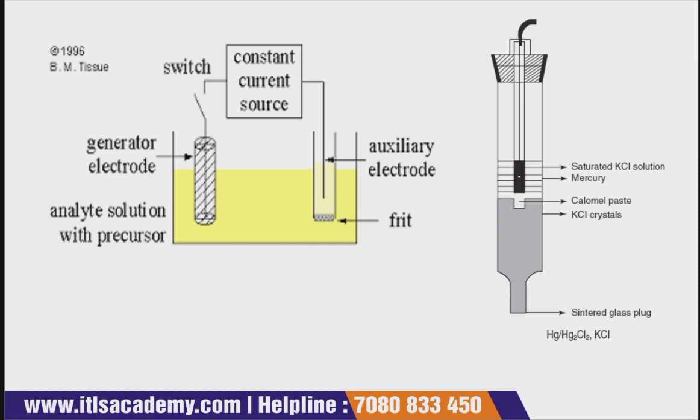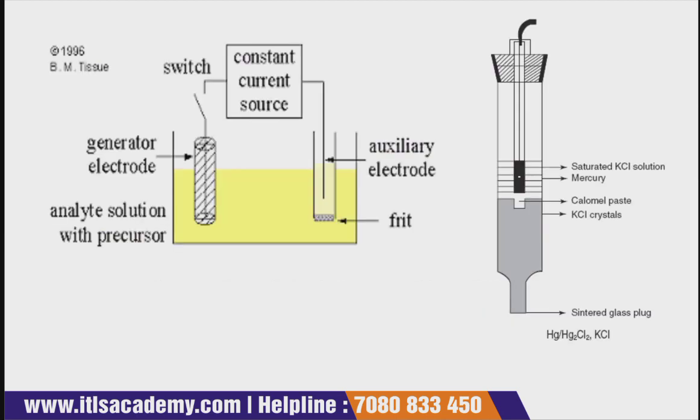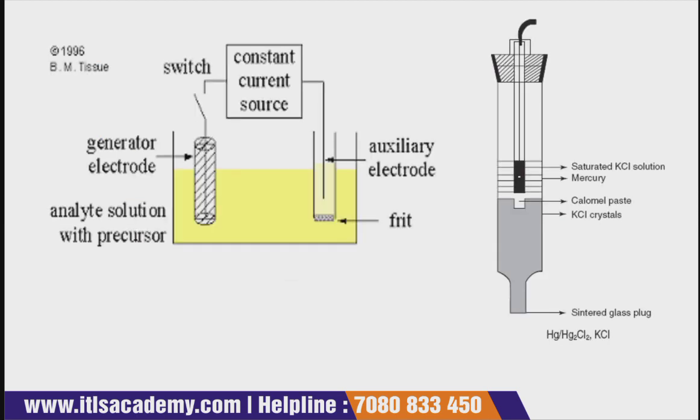It has a generator electrode and one auxiliary electrode. They have analyte solution with precursor. You may be wondering what an auxiliary electrode is. The auxiliary electrode is nothing but a counter electrode. Both the electrodes are connected with a switch that is continuously giving the constant electric current. And this is the whole setup.